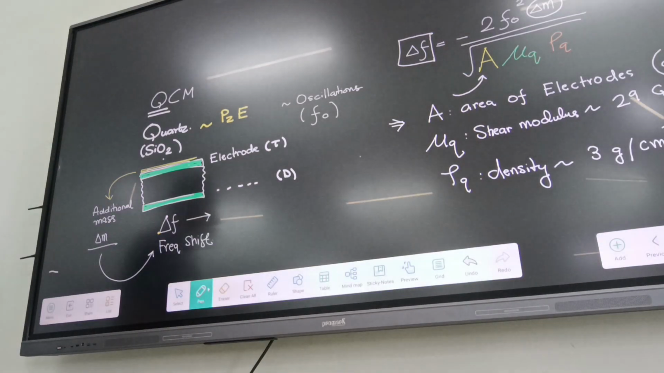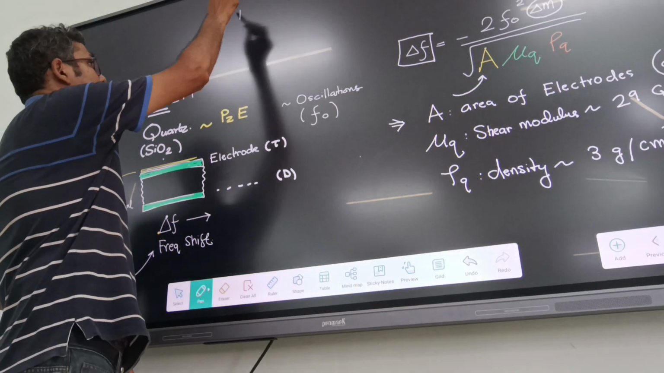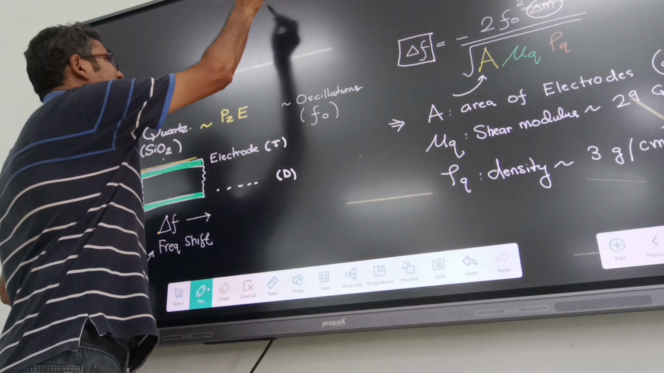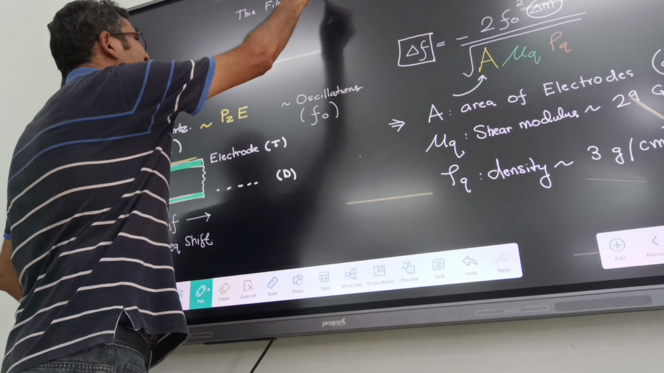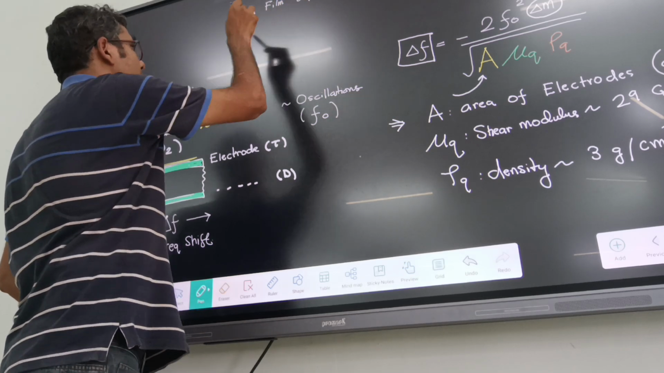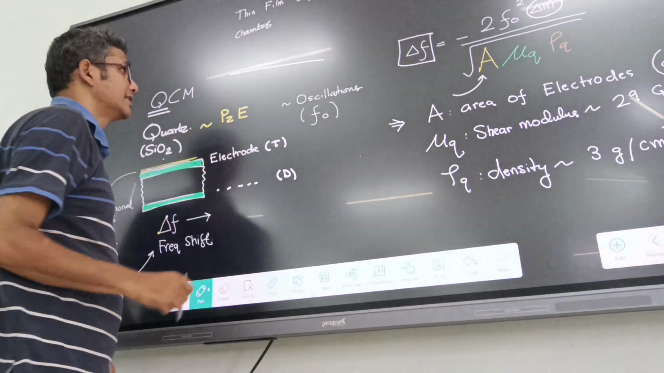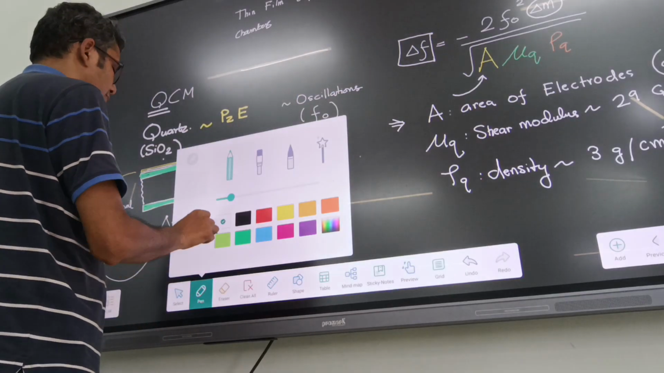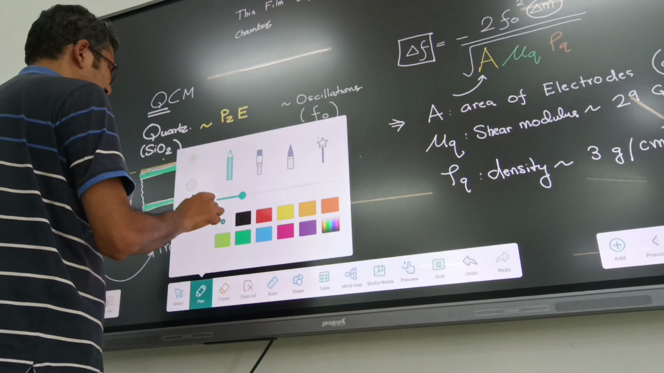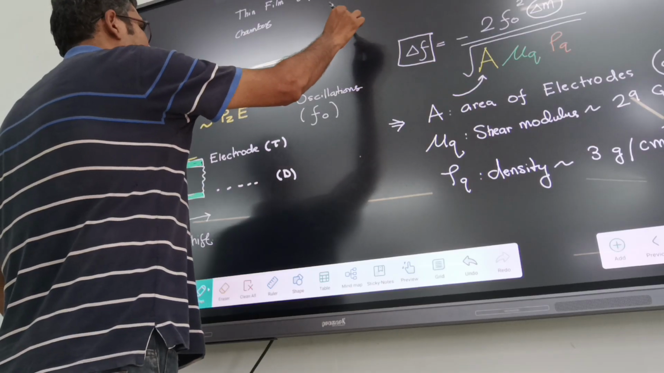अच्छा ये कहाँ पे यूज होता है? Very common application of this quartz crystal microbalance is जो thin film deposition chambers होते हैं ना, thin film deposition chambers. मान लो तुम्हारा this is the substrate, और यहाँ पे तुम्हारा डिपोजिशन हुआ है फिल्म, and it is 200 nanometers.